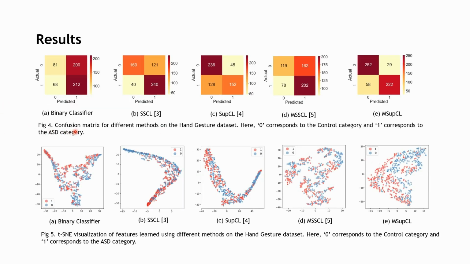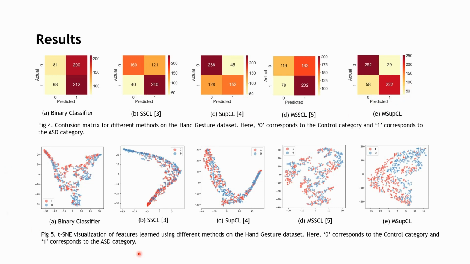Here, the first figure shows confusion matrices for all the approaches on hand gesture data. The binary classifier classifies most of the samples as ASD. It cannot distinguish ASD from control. SSCL and multimodal SSCL classify most control samples accurately, while ASD prediction error is higher in case of multimodal SSCL and SoupCL. Multi-dataset SoupCL performs better than any other method for control samples classification, while SSCL performs well for ASD, which is comparable to MSoupCL, but it misclassifies many control samples.